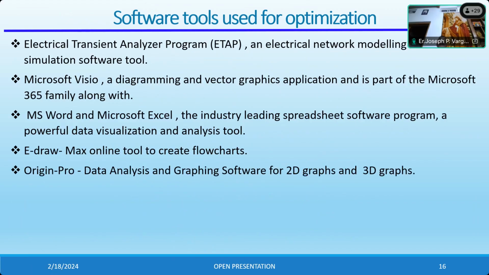The software tool used for the optimization is the Electrical Transient Analyzer Program, ETAP software. It is used for modeling the system and also for simulation. Microsoft Visio is used for graphical presentations, and Excel is utilized for powerful data visualization and for analyzing the data. The EdrawMax online tool is also used for flowcharts. OriginPro data analysis and graphing software is utilized for 2D and 3D graphs.